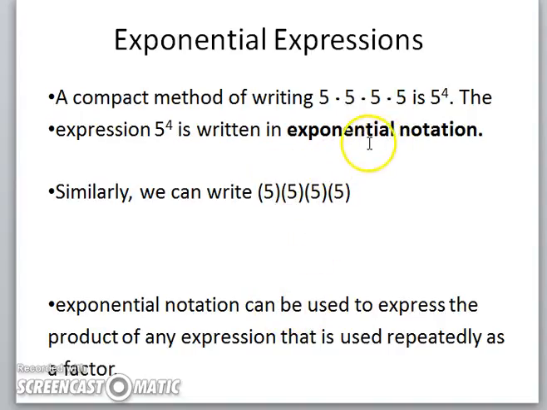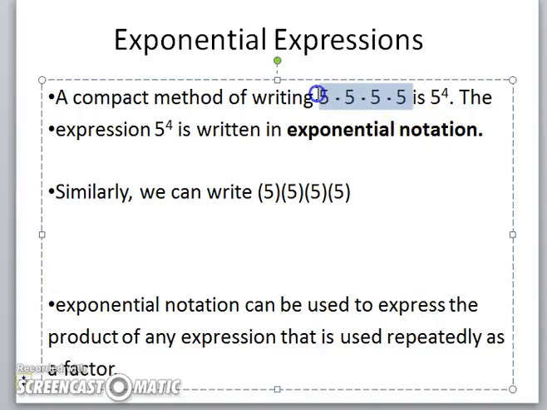Okay, so think of how we might show using math when we're multiplying 5 together by itself 4 times. We might write 5 times 5 times 5 times 5 as it shows up here. Now, that would be a long, cumbersome way, especially if we were multiplying together 20 times. So another way of showing it is using an exponent, and we can write it as 5 to the fourth power. So what you see in the second line here is exponential notation.